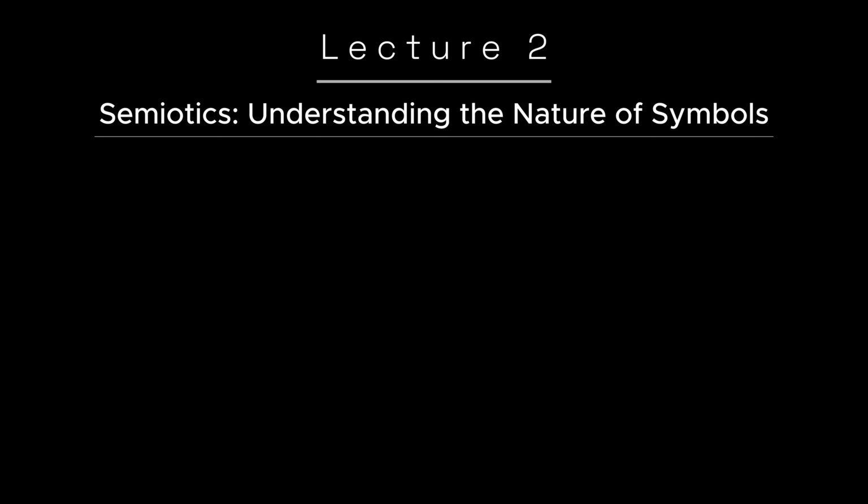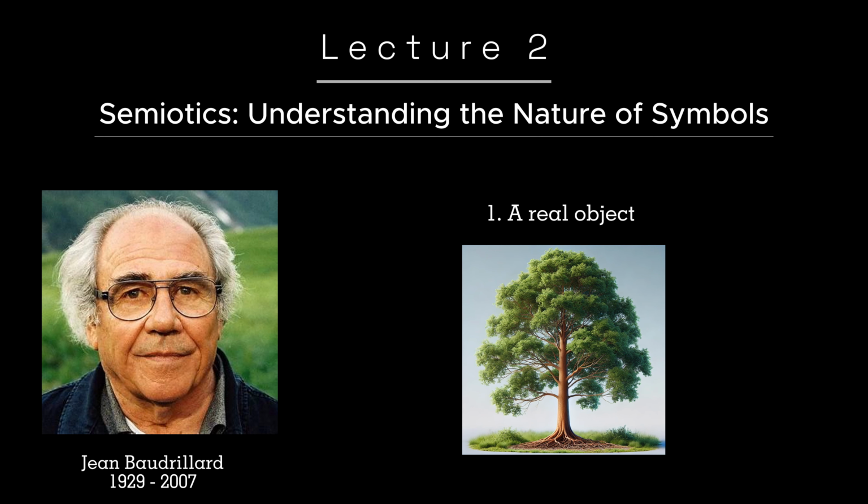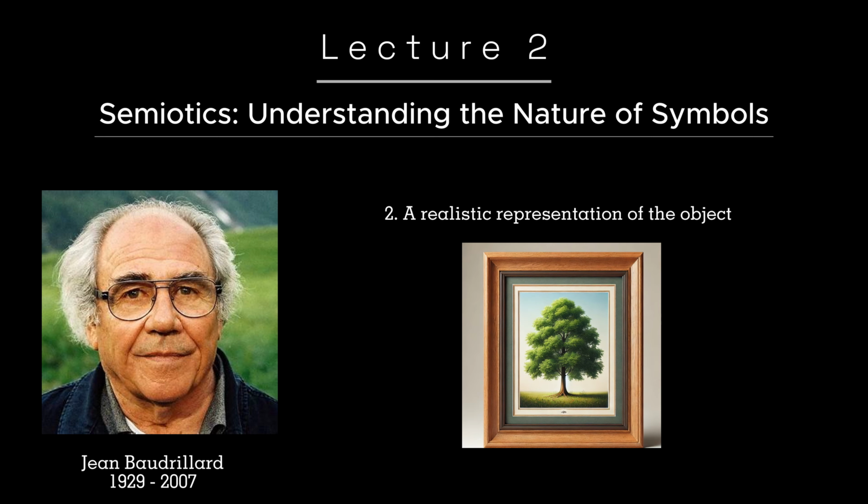However, it was Jean Baudrillard, a French sociologist, philosopher, and cultural theorist, who truly emphasized the intrinsic tendency of signs to distort meaning and gradually lose their connection to reality in the process of continuous recycling. To illustrate this phenomenon, consider the following stages. 1. A real object. For example, a tree in the physical world. 2. A realistic representation of this object. For example, a realist painting of the tree.